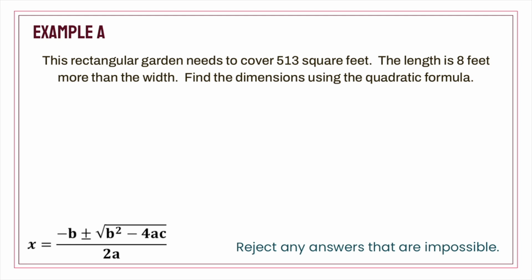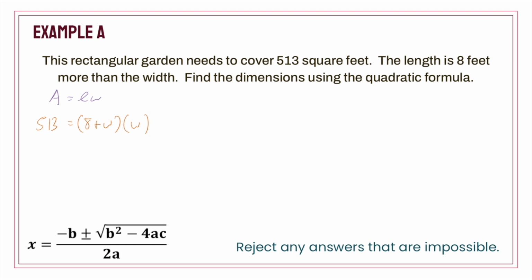So it says the rectangle is going to cover 513 square feet. So we know we're going to be talking about area. So our area formula is going to be area equals length times width. And now we're going to substitute in the pieces of information that we know. So we know the garden is 513 feet to start with. We know our length is going to be 8 feet more than our width. So that's going to be 8 plus W, because we don't know W. And then we're going to do times width, which we don't know either, so that's going to be W.